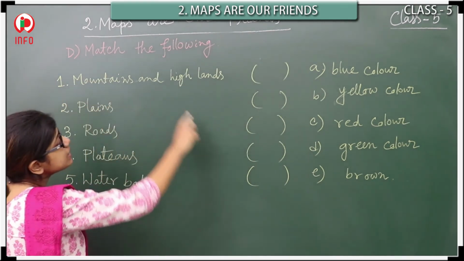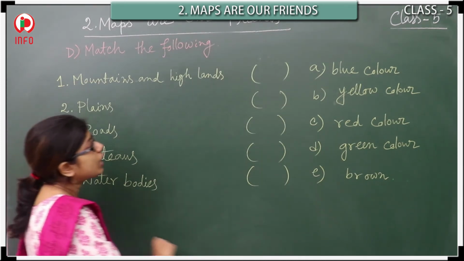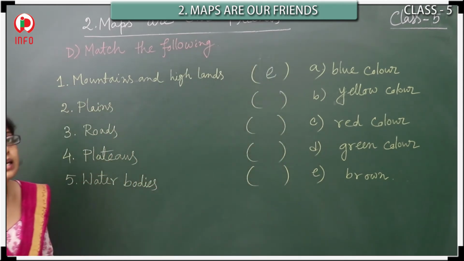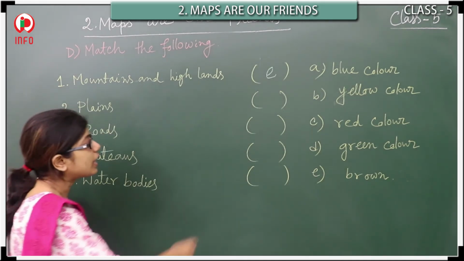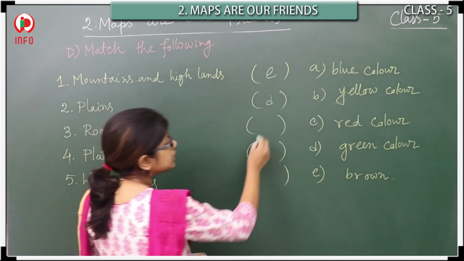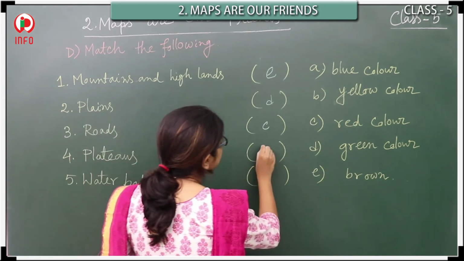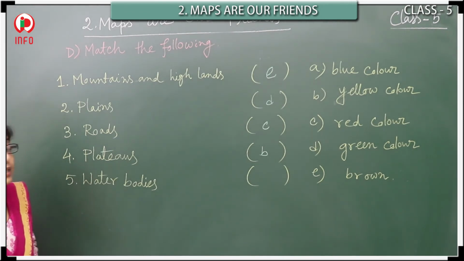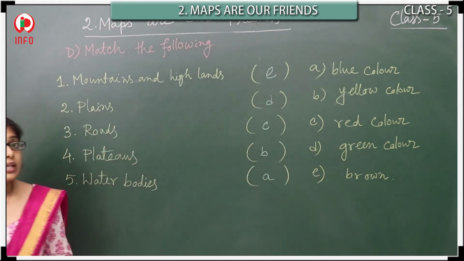So first one, mountains and highlands. These are represented by which color, do you know? These are represented by brown color. So here you have to write E, E for the brown. Next one, the plains. They are represented by green color. So you have to write here D. Next one, the roads. They are represented by the red color. That's why you have to write here C. Next one, the fourth one, plateaus. They are represented by the yellow color. That's why you have to write here B. And finally, only one is left. Water bodies are represented by blue color. So you have to write inside the bracket A. So these things also you have completed.